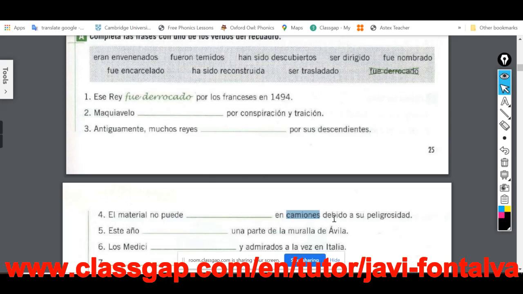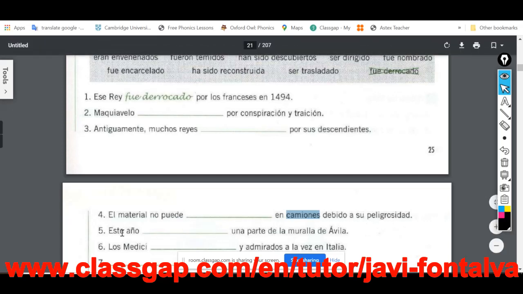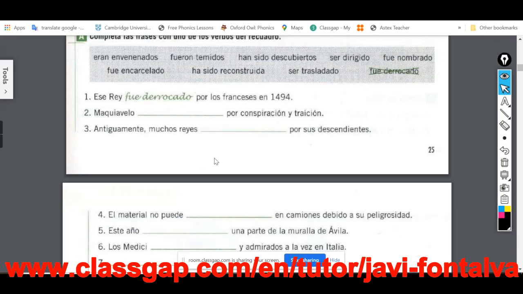By trucks, due to its dangerousness. Cinco. Este año, una parte de la muralla de Ávila. So we have this year, this area, so it cannot be indefinido. It has to be the perfect, in the recent past.